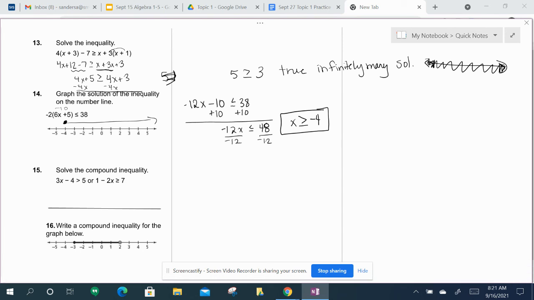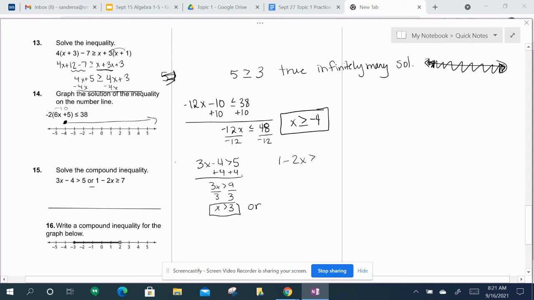Number 15 says solve the compound inequality. Compound just means two at once, so I'm going to solve each one separately. So 3x minus 4 is greater than 5. I'm going to start by adding 4 to each side and get 3x is greater than 9. Dividing by 3, so far I haven't done any division by a negative, so I've got just that answer, x is greater than 3. Now I see the word or, so I'm going to keep the word or, and now I'm going to look at the second inequality.